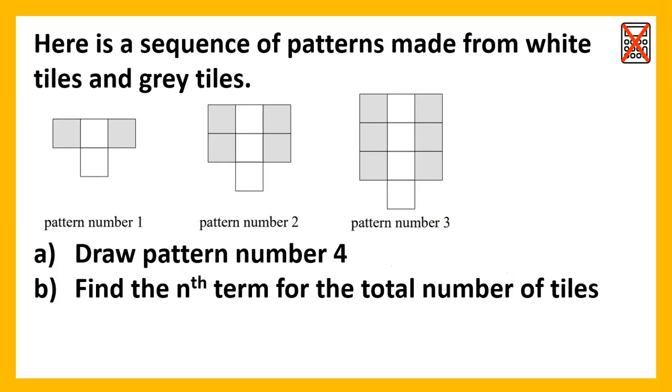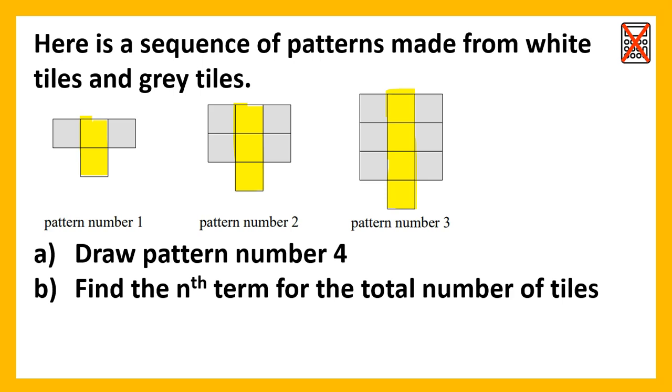On to the intermediate question, with an increase in difficulty. Here is a sequence of patterns made from white tiles and grey tiles. Firstly, we need to draw the fourth pattern. As you can see from the first pattern, we start with 2 white squares on top of each other in the middle, which then goes to 3 for the next pattern, and then increasing to 4 on top of each other in the middle of the third pattern. So you can see that the white column is increasing by 1 each time in the middle.